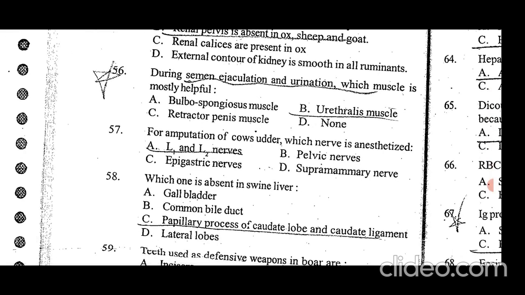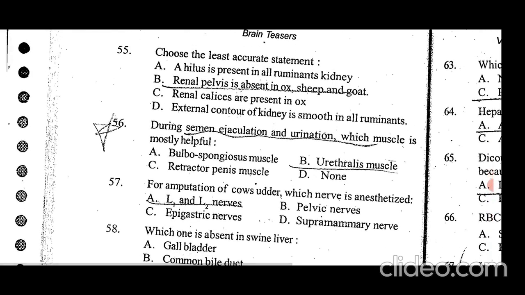During semen ejaculation and urination, which muscle is most helpful? Urethralis muscle, or the muscle of urethra, is important during semen ejaculation and urination. And another question: for amputation of cow udder, the nerves anesthetized are L1 and L2. L1 and L2 nerve block is for amputation of cow's udder.